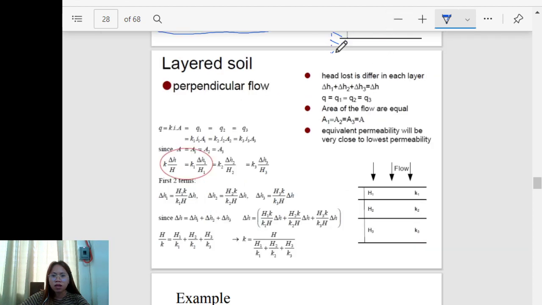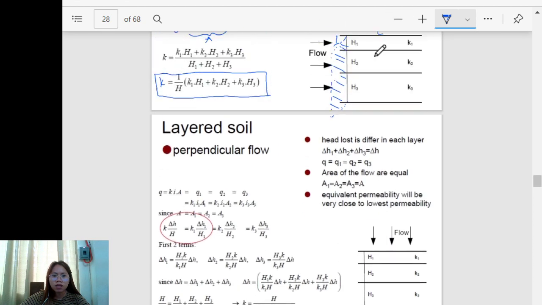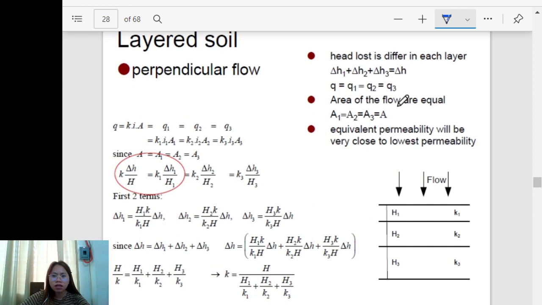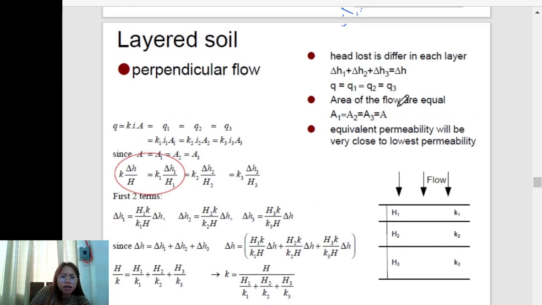Sorry, I can't get it. Okay, it's small. Alright. So, it looks like this. But if the soil is layered soil and the flow is perpendicular, so the head loss is different in each layer. So that delta H1 plus delta H2 plus delta H3 is equal to delta H.